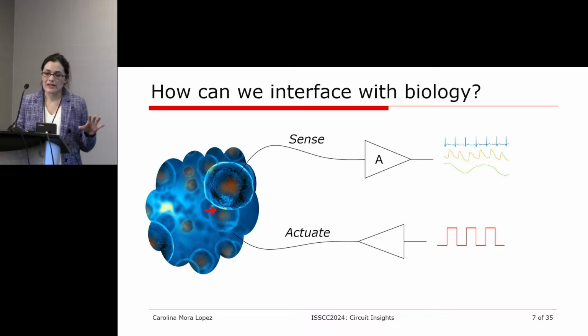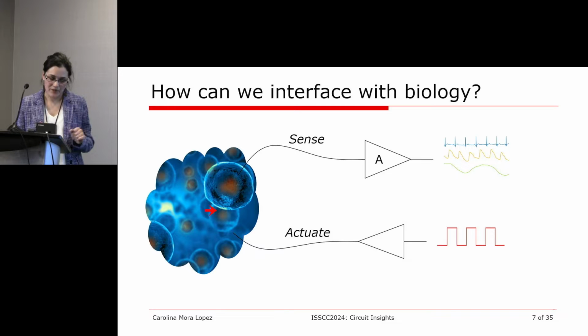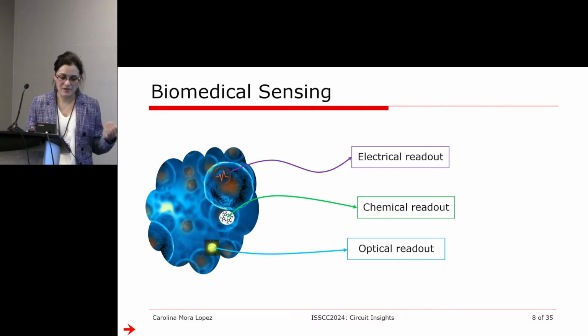So this will require also special materials, special fabrication processes, and those are actually also subjects of research in material science. But of course, we are engineers, electrical engineers, but we also need to be aware of what is the challenge on the material science part. In this talk, I will be focused only on the sensing part. Due to time, I will focus on how we are going to read these signals from living organisms or biology.